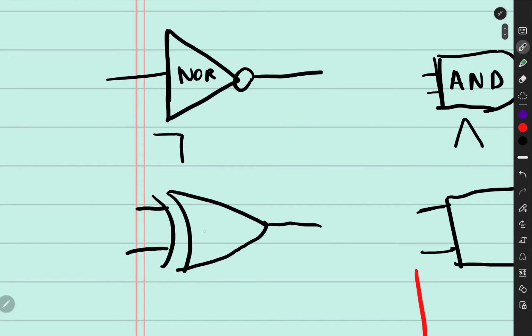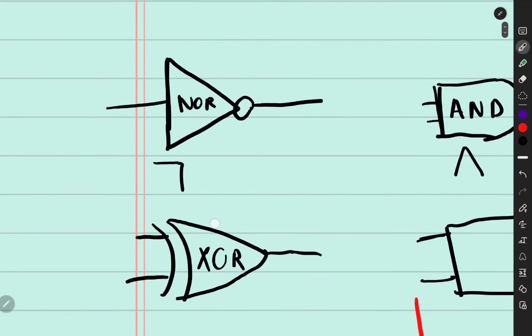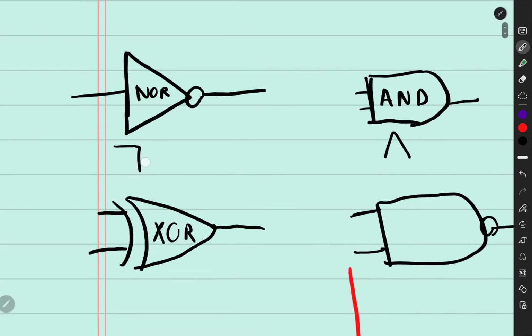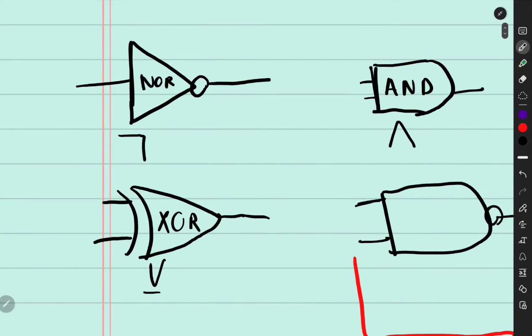What about this one? Well, this is an exclusive OR. It's similar to an OR, but it's exclusive. This means that it's the same as OR, but if the inputs are the same, then the output is always 0. The symbol for it is this.